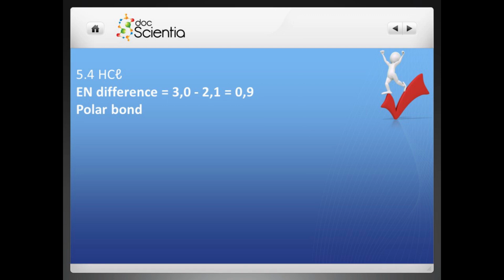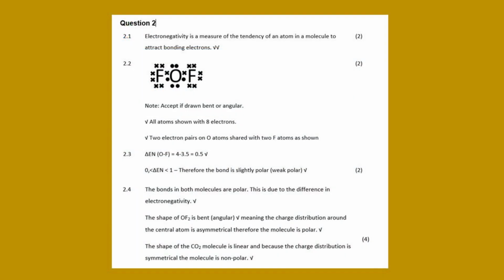Then if we look at the test question that I gave you, first question, the definition of electronegativity. It is the measure of the tendency of an atom in a molecule to attract the bonding electrons. 2.2, that is OF2, but more technically correct would be if you'd drawn it bent and both lone pairs at the top, but it's not a known molecule, so I accept it either way. The difference in electronegativity is 4 minus 3.5, which is 0.5. Therefore, the bond is slightly polar, it's weak polar.